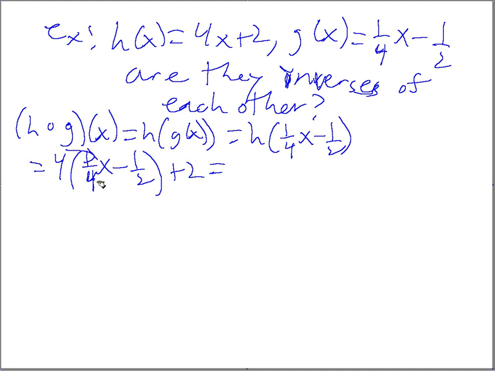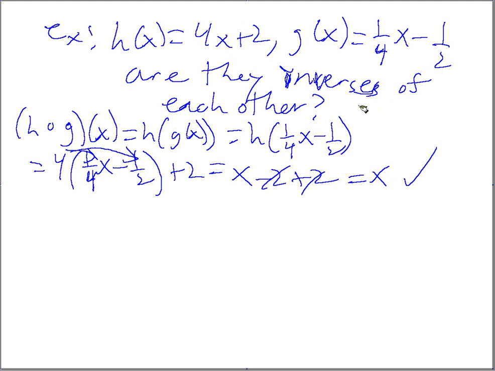What's that equal to? 4 times 1/4 x is going to be x, because the 4's cancel out. What's 4 times a half? Half of 4 is 2. So minus 2 plus 2. The 2's cancel out, and you get x. That's what we want. It is equal to x. So far so good, but we're not quite done yet. We still have to verify the other composite.